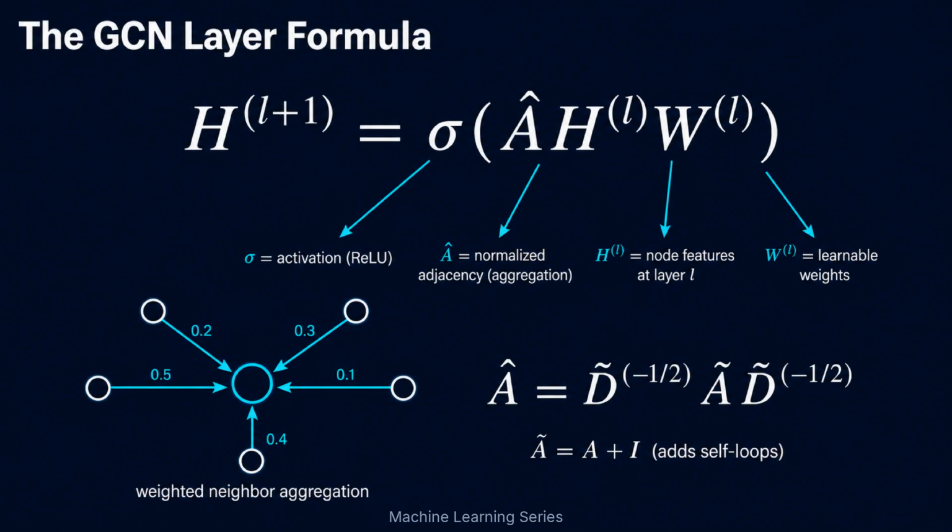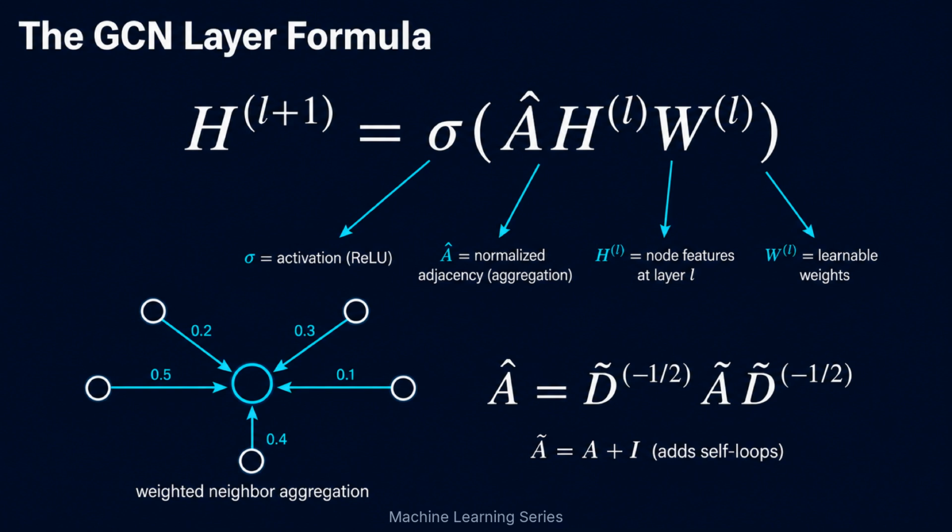H superscript L plus 1 equals sigma of A hat times H^L times W^L. Let's break this down. H^L contains node features at layer L, 1 row per node. W^L is the learnable weight matrix that transforms features. A hat is the normalized adjacency matrix that handles aggregation. Sigma is the activation function, typically ReLU. The key insight is that multiplying by A hat averages each node's features with its neighbors.